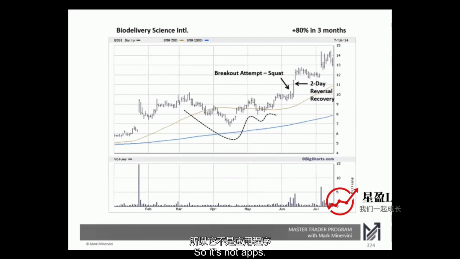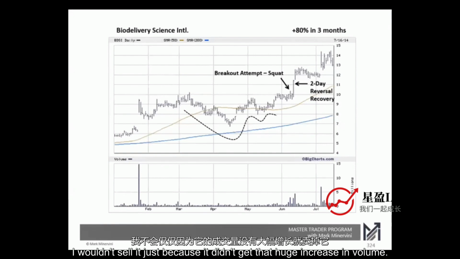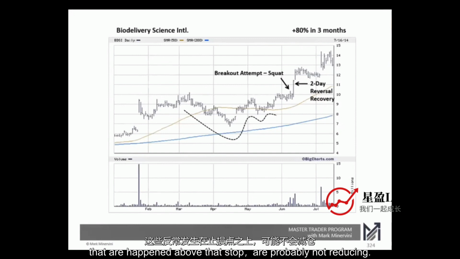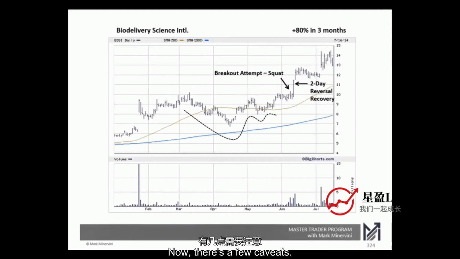Right. Yeah. So I wouldn't sell it just because it didn't get that huge increase in volume. You should have already come into the trade knowing the amount of risk that you're going to take and having that stop laid out. So I'll stick with that stop, and unless I see a violation, or usually multiple violations starting to pile up above that stop, I'm probably not reducing. Now, there's a few caveats.